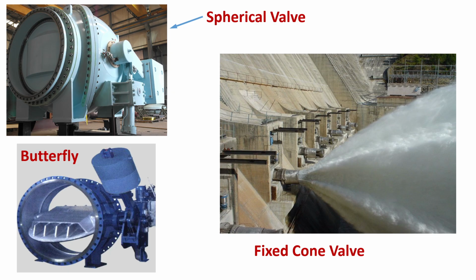Valves are really useful for their design and operation. In powerhouses, in main inlet valve, we can have spherical or butterfly valves. Further, to release excess water with upgraded technology, we can have fixed cone valve. These are capable of discharging the water without any structural requirement of energy dissipation.